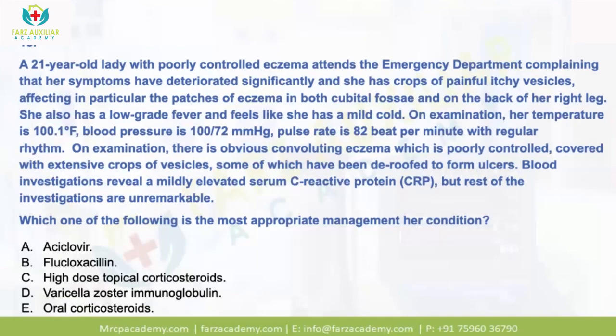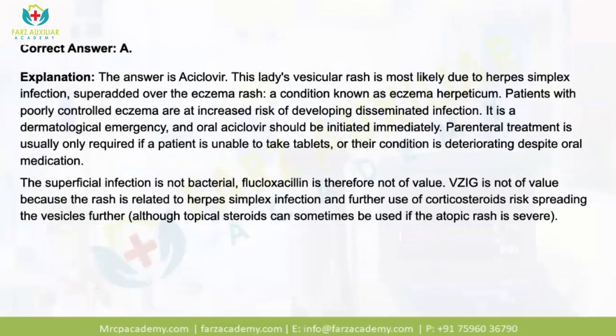The reason being, if you go to the crops of painful itchy vesicles affecting the patches of eczema, and she had a low-grade fever, and that she has deroofed vesicles with ulceration, and she has raised CRP. So, most likely she is having eczema herpeticum or Kaposi's varicelliform eruption. So, the right answer will be acyclovir.